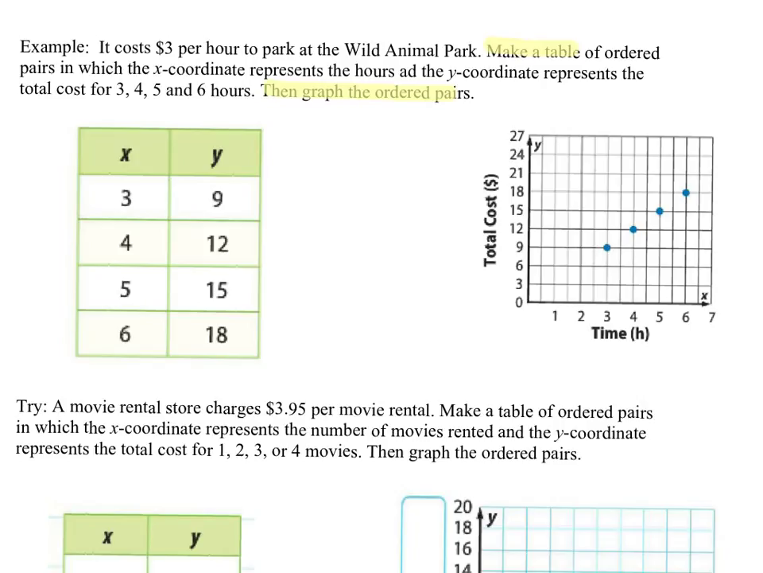To do that, we have to begin reading that it costs $3 per hour to park at the Wild Animal Park. And in that sentence, we will find the slope here at $3 per hour, which means the slope is 3 to 1 or 3. We're going to use the slope-intercept formula, y equals mx plus b, but we don't have a y-intercept to add into the equation. So we won't use the plus b.